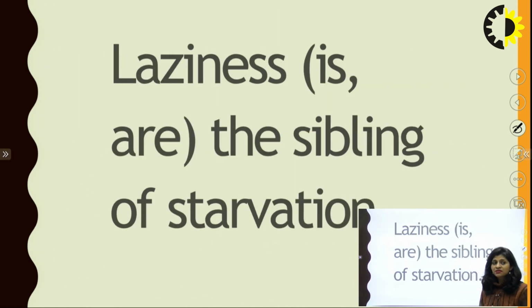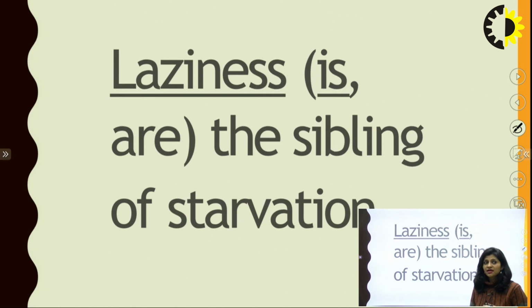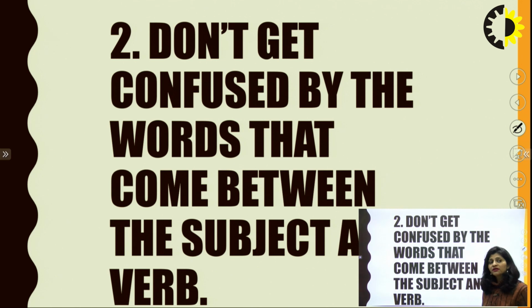Laziness is or are the sibling of starvation. Here laziness is a singular subject, so we will use a singular verb here. Laziness is the sibling of starvation. Now don't get confused by the words that come between the subject and verb. I am going to show you a few more sentences, and after that I will explain the rules which I have used there. It will give you an idea how to do such exercises and where to apply those rules.